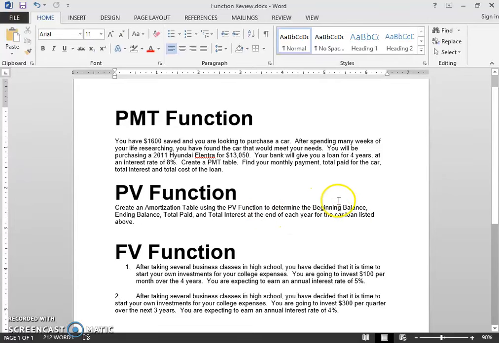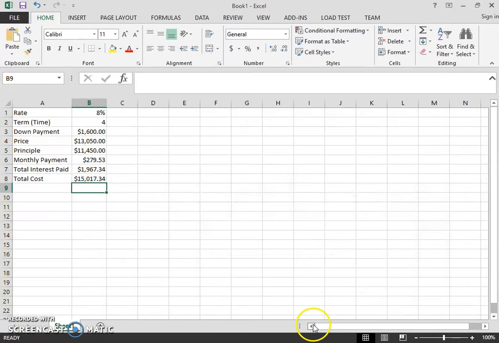So in other words, we want to know when the year ends, year one, what is our beginning balance, what will be our ending balance, how much did we pay in total, and how much total interest did we pay. So we're going to go back into the PMT function, or the original spreadsheet that we started in, and we're going to create some new areas. And the easiest way to start off with is some column titles. So the first column title is going to be year, meaning what year of car loan are we paying.